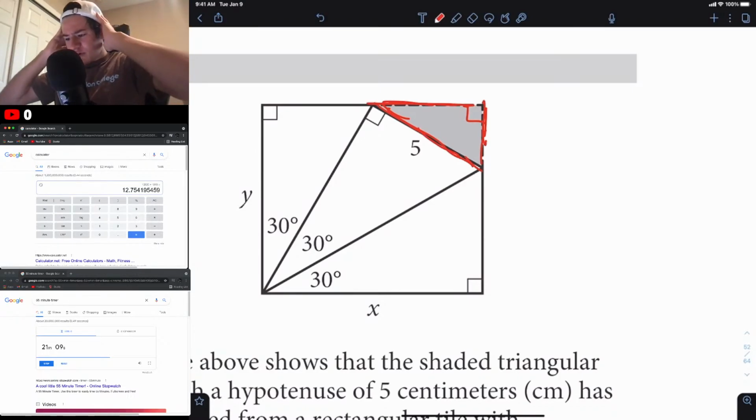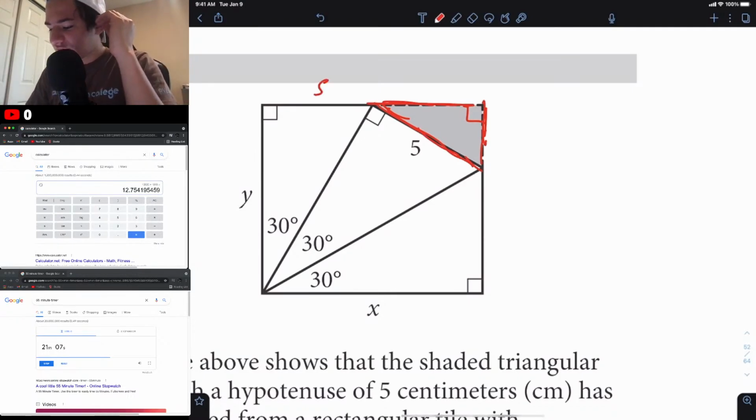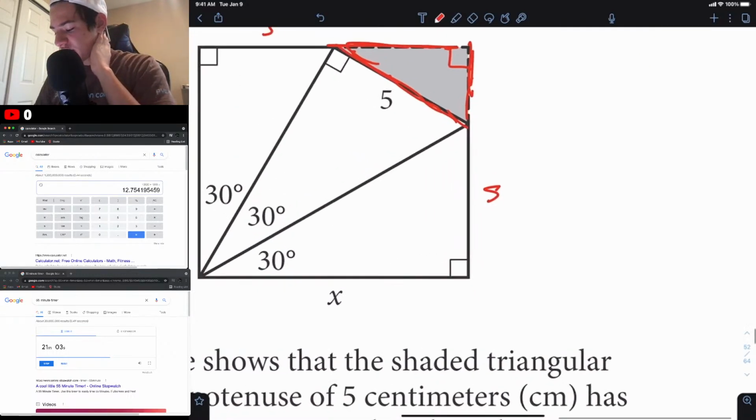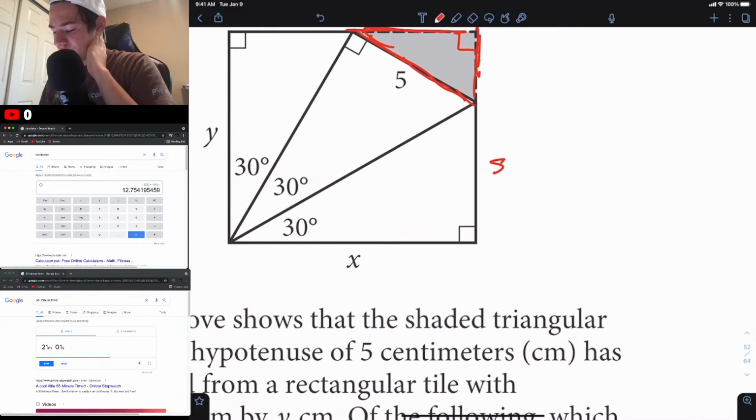Okay, well, I'm going to assume this is 5 and this is 5. And then I'm going to say that this is the adjacent and that's the opposite. So the tangent of 30 here is equal to the opposite side, which is 5, over x. Right?